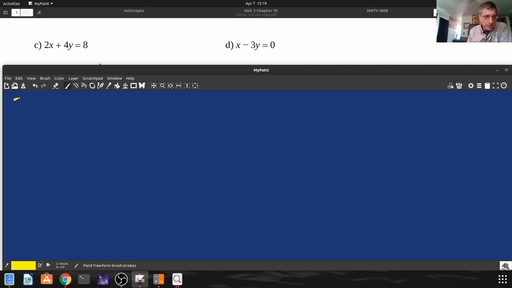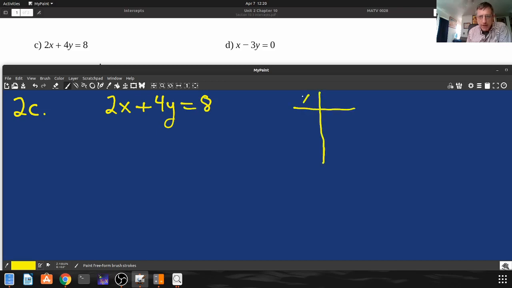So this is problem 2C, and we're given 2x plus 4y is equal to 8. We want to find, we're going to do the table of values, x, y. We start out with kitty corner zeros. And remember, if you put a 0 in the x, like if you have them kitty corner like I have here, the first row corresponds to the y-intercept, and the second corresponds to the x-intercept.